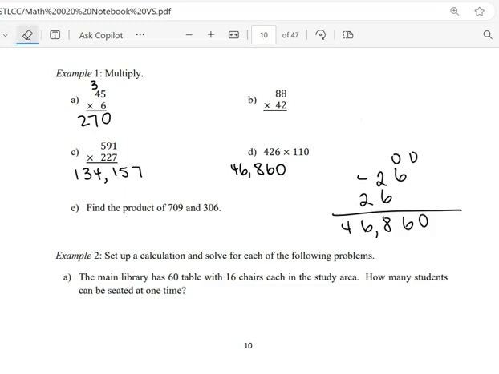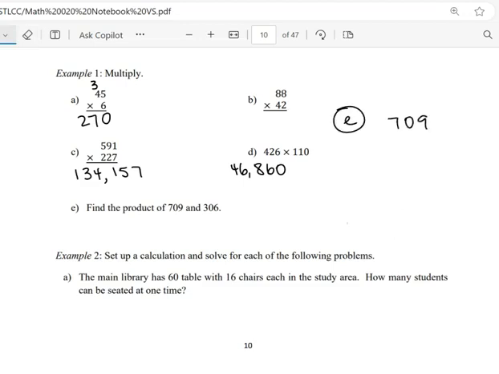Okay. So next one is find the product of 709 and 306. So part E, 709 times 306. So this one's a little bit easier and trickier as well. So let's start with, again, we start by lining our numbers up, and then start with the 6, multiplying 6 by the 9, 0, and the 7. So if I do 6 times 9, I have 54. Okay? So, and I do not need to write the 5 here because 0 times 6 is a 0. So I can just write the 54 here.